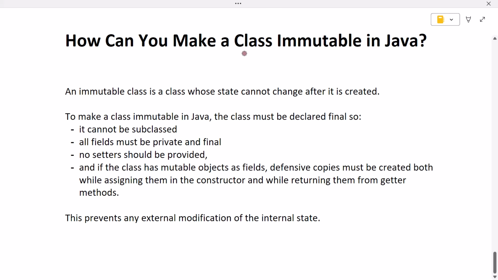How can you make a class immutable in Java? Here is the correct interview answer. An immutable class is a class whose state cannot change after it is created.